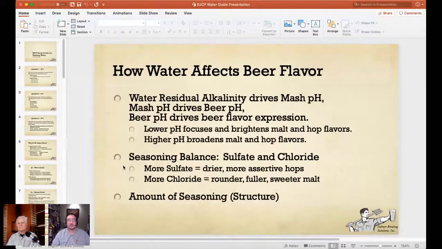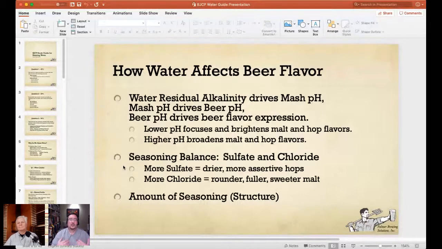Seasoning balance. This is the sulfate and chloride. We talk a lot about the sulfate to chloride ratio. We talk about the ratio because that's an easy concept to understand, but I want to impress on you at this point that it is not just the ratio, it is also the total concentrations of the sulfate and chloride. In other words, 40 parts per million to 10 parts per million sulfate to chloride will not taste the same as 400 to 100, even though the ratio is the same.